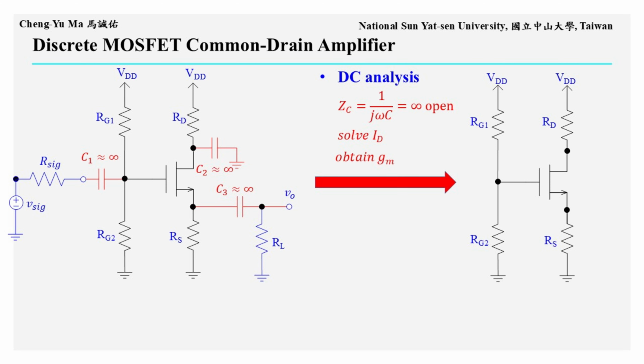For AC small signal analysis, the impedance of the coupling capacitors approaches 0, so the small signal circuit is shown on the right. At the gate terminal, RG1 and RG2 are in parallel. At the output, RS and RL are also in parallel. Since the drain terminal is shorted to ground by capacitor C2, the small signal circuit is not affected by RD.